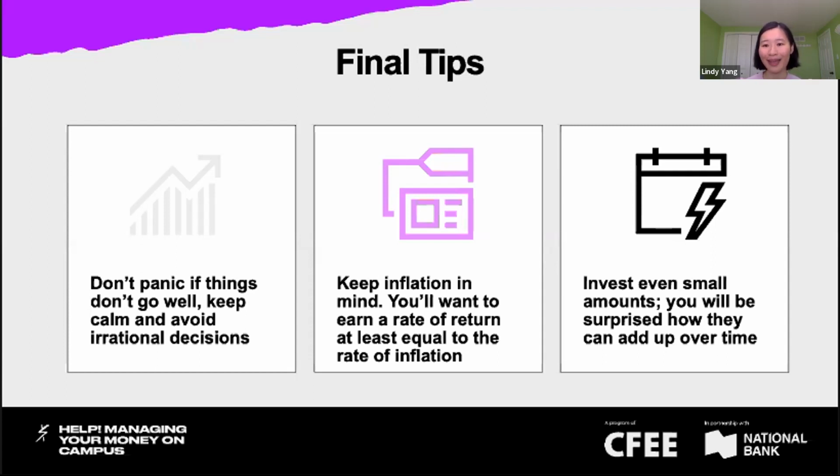And the final tip is to invest, even in small amounts. You'll be surprised how small investments can add up over time. Remember in our example of compound interest, something like $2,000 a year may not seem like much, but after decades of compound growth, it could grow into a very significant sum that could go a long way to helping you reach your future goals.